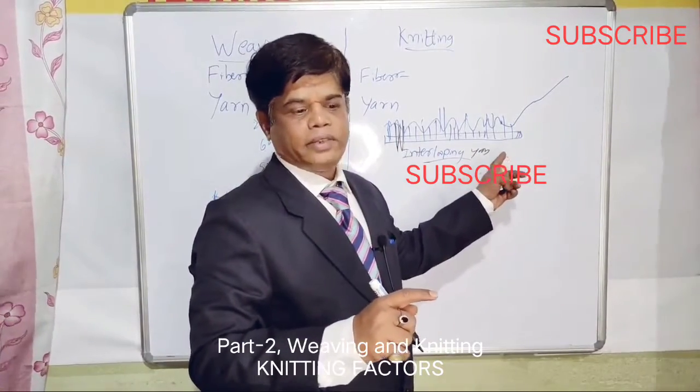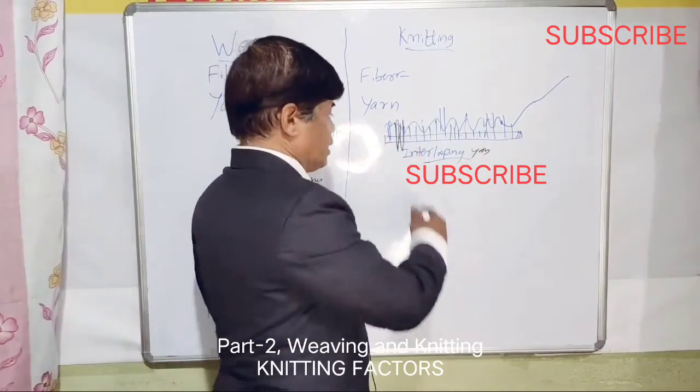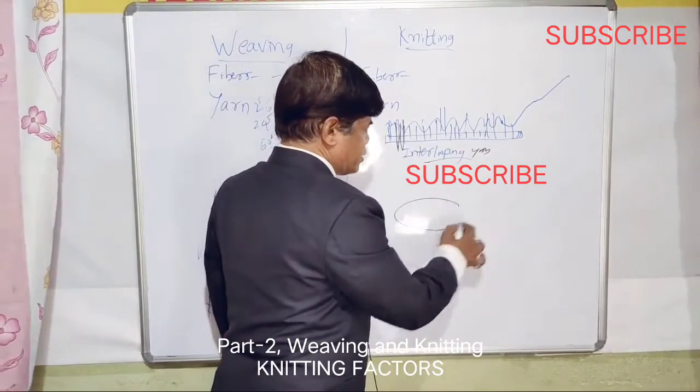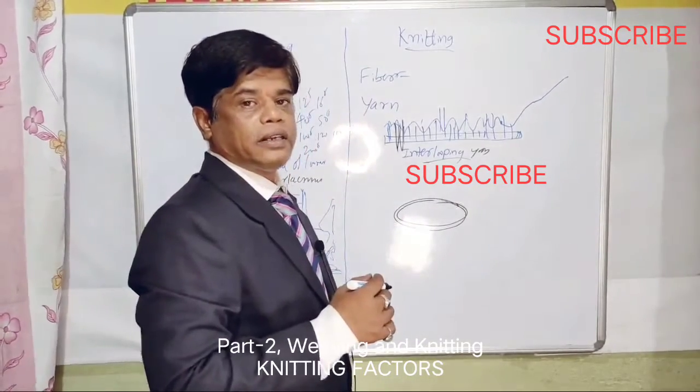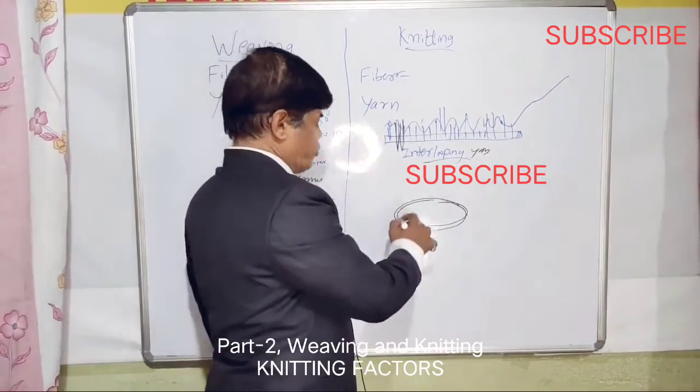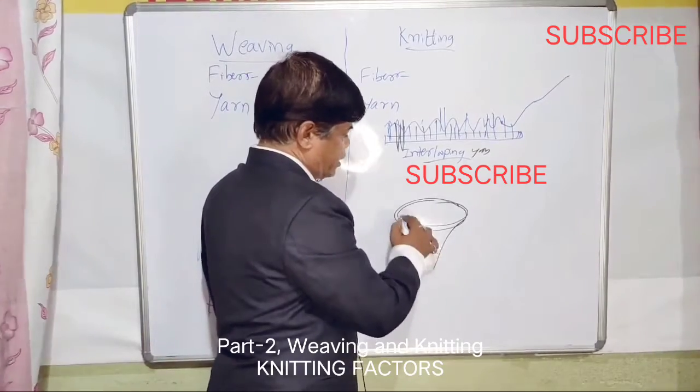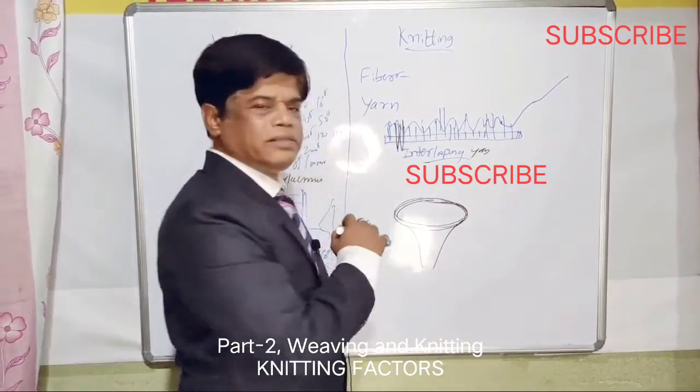Knitted fabric. What is there? That much width of the fabric. Now, another type of machine is there: circular knitting machines. Circular knitting. Okay, this circular knitting. Here, it's like a disc.